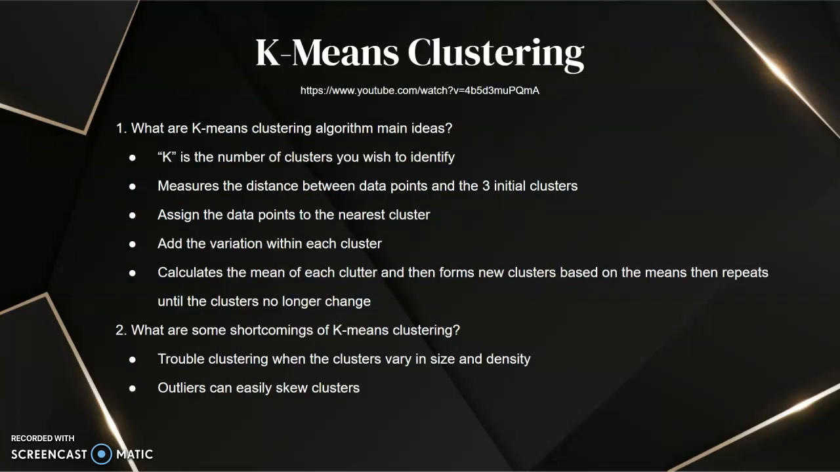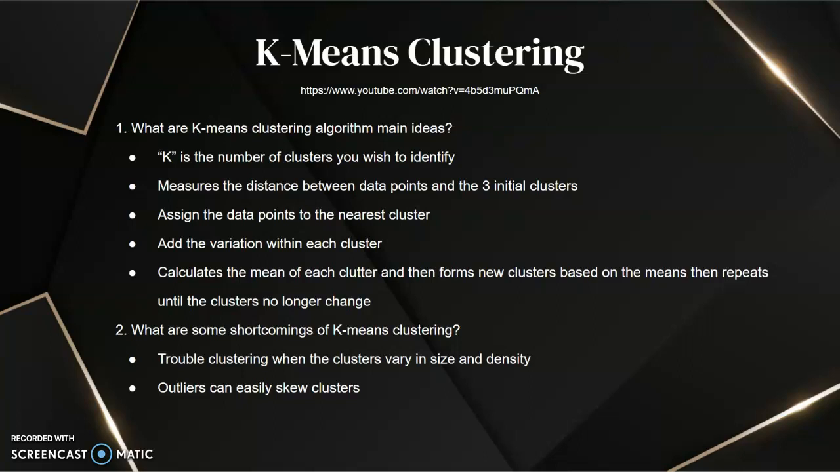So, k-means clustering. What are the k-means clustering algorithm's main ideas? We thought the main ideas were that k is the number of clusters you wish to identify. It measures the distance between data points and the 3 initial clusters. It also assigns the data points to the nearest cluster. It adds the variation within each cluster, and then finally it calculates the mean of each cluster and forms new clusters based on the means, then repeats until the clusters no longer change.